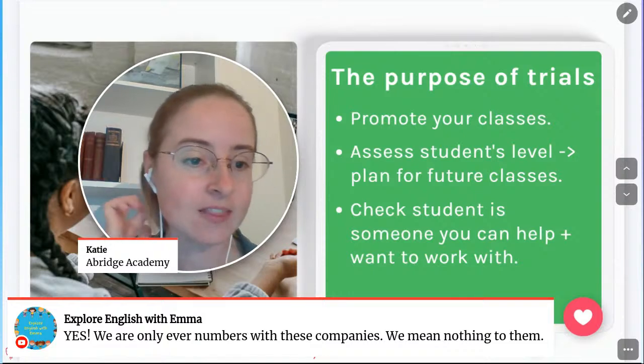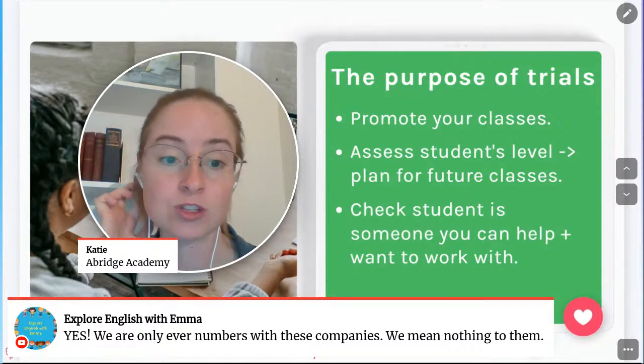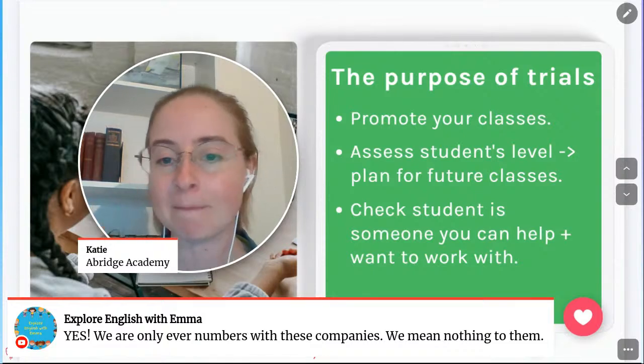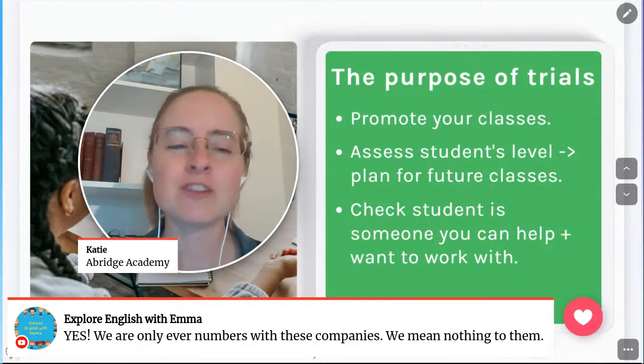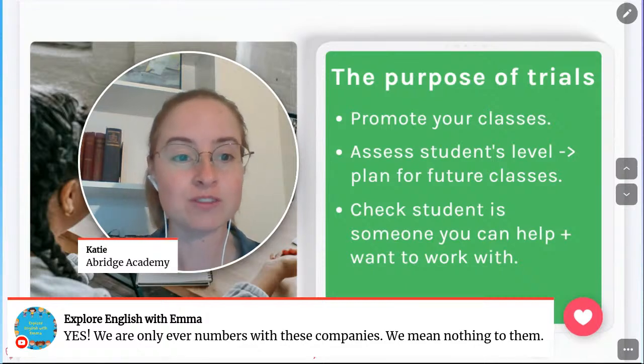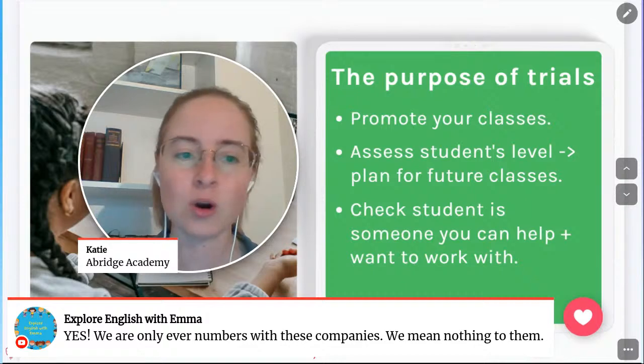Let's have a look quickly in the comments. Emma's saying, yes, we're only ever numbers with those companies. Absolutely. We mean nothing to them. Yeah. And we can teach the very best classes, but when you're teaching for yourself, that is, I think, a lot more of a powerful position and an opportunity to really get to know your students and not just be a number, a cog in someone else's wheel.